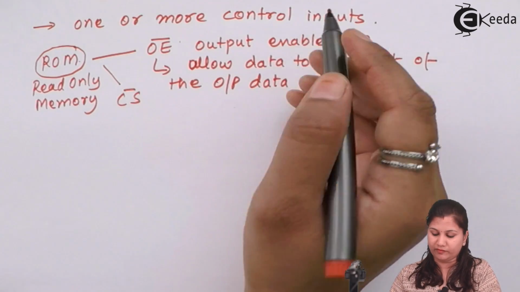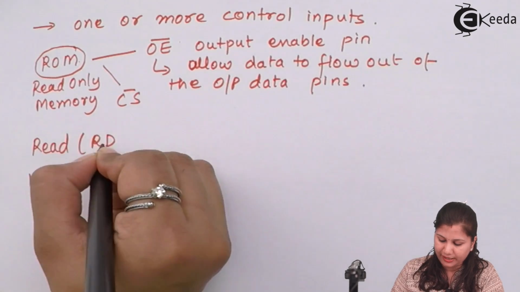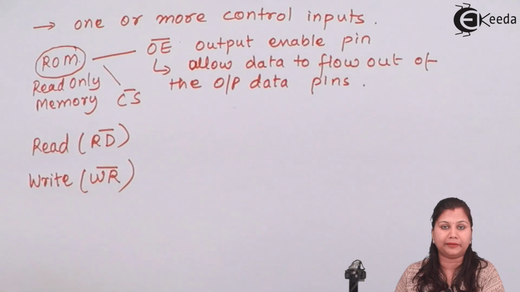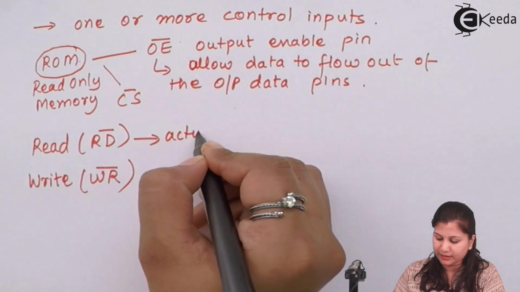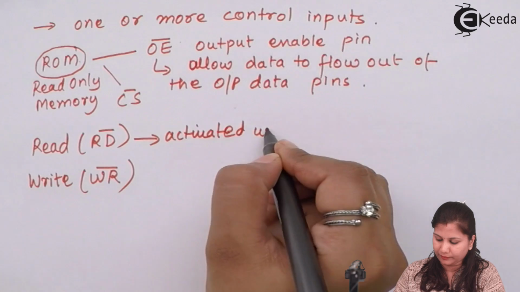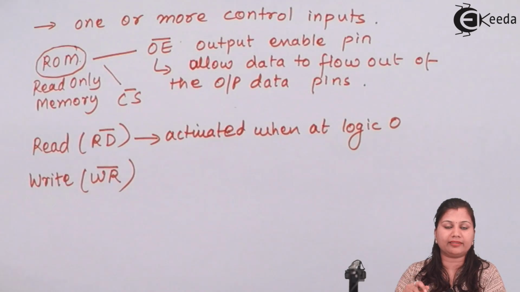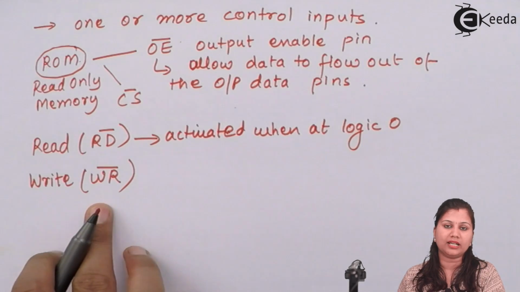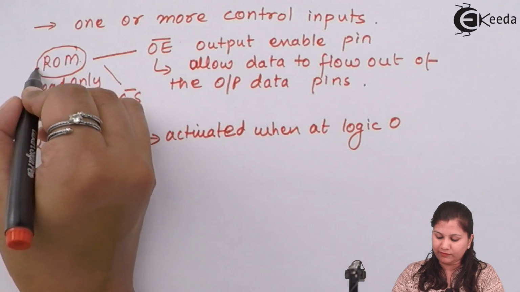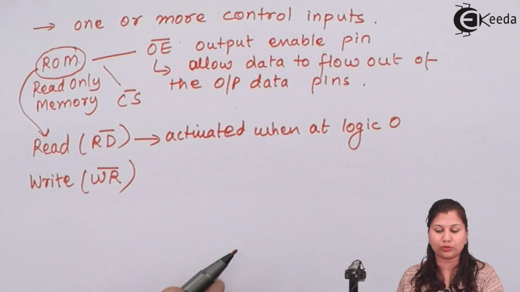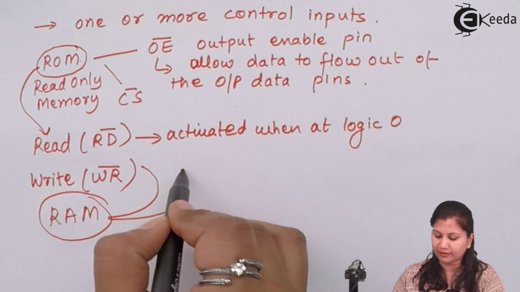Now these control inputs are the read signal and the write signal. For read we have RD bar and for write we have WR bar. Because they have a bar, they are activated when the value is 0. When RD bar is activated, the data will be read from the memory. When write is activated, the data will be written into the memory. If we have read-only memory, then we will have only the read signal, no write signal. If we have RAM, that is random access memory, we will have both the write and the read signal.